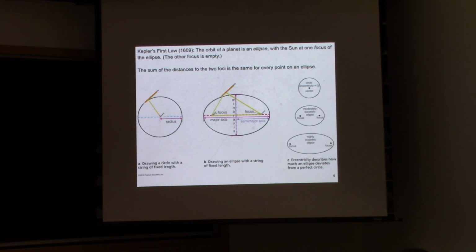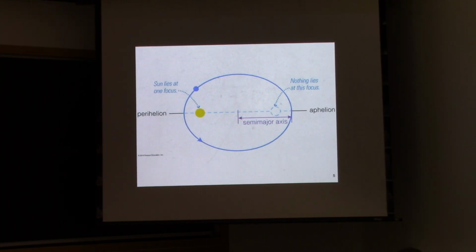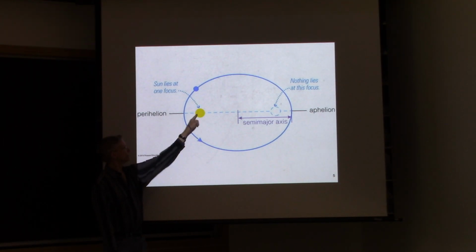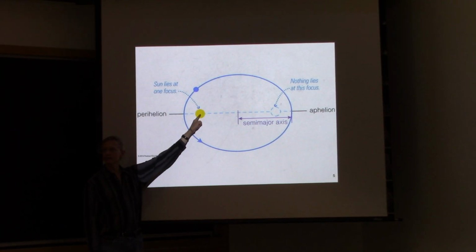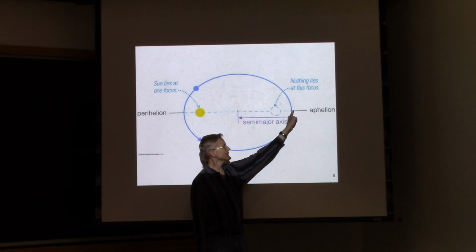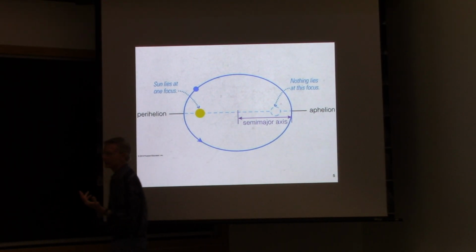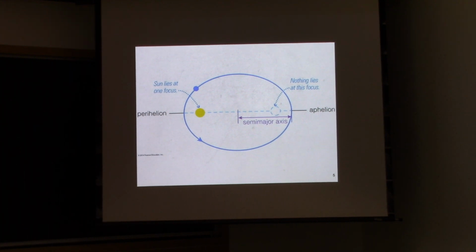Okay. Gotta push the magic button. All right. So again, here's the idea. The sun lies at one focus, nothing lies at the other focus. There's the semi-major axis. And for things going around the sun, perihelion is when the planet is closest to the sun. Aphelion, on the other end of the major axis, is when the planet is farthest from the sun. Helios is Greek for sun, so it's peri, close, helion, close to the sun, and aphelion.